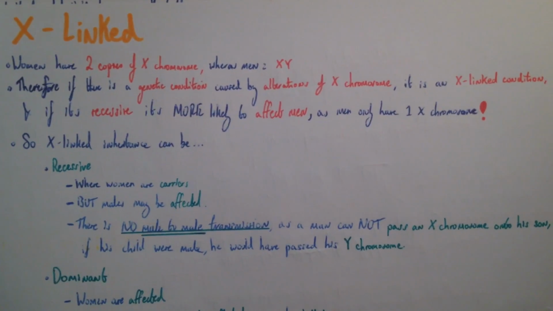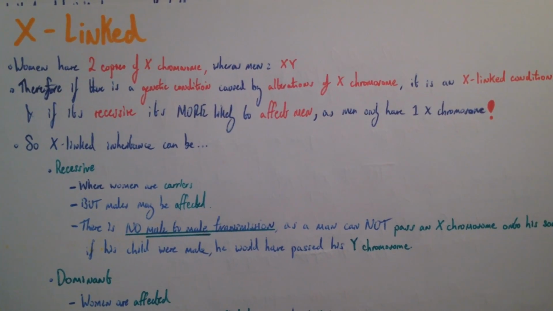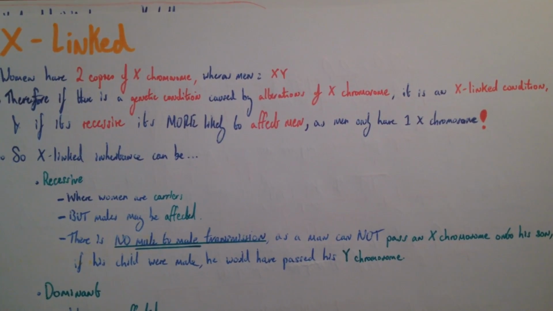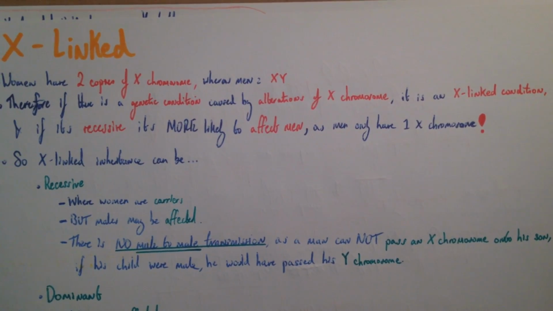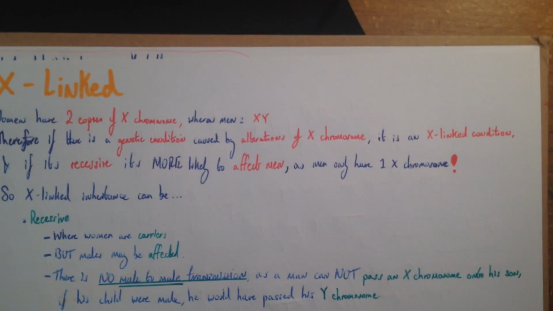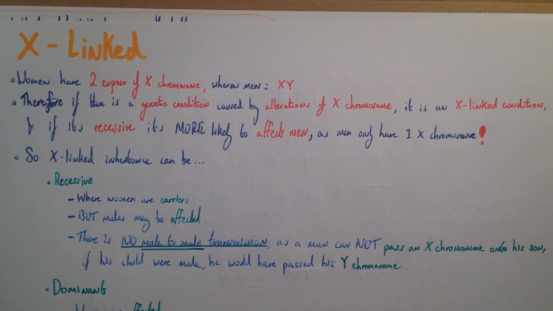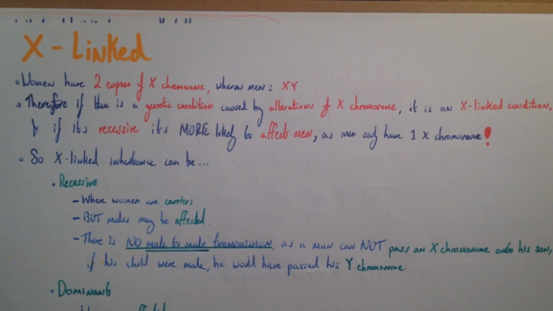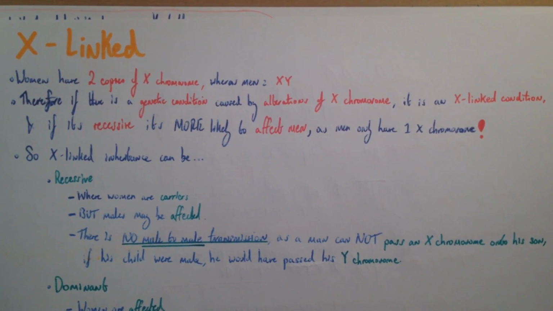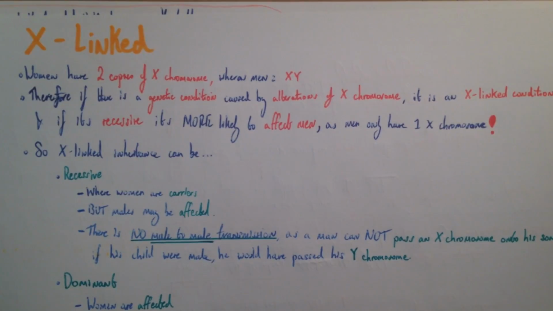So we'll go on to an X-linked condition. Women have 2 copies of the X chromosome, whereas men have an X and a Y chromosome. Therefore, if there's a genetic condition caused by alterations of the X chromosome, it is an X-linked condition. And if it's recessive, it's more likely to affect men, as men only have 1 X chromosome. I'm going to repeat that again: men only have 1 X chromosome, sorry.